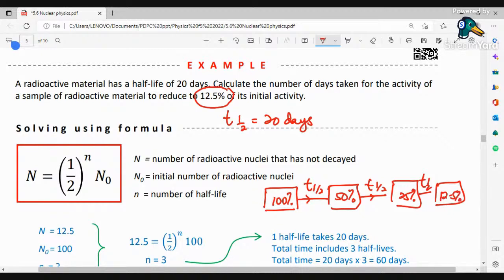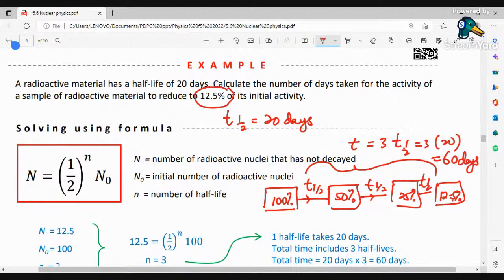Means, from 100% to become 12.5%, it takes 3 half-lives. And the time given, half-life is 20 days. Half-life ialah 20 hari. So for 100% to become 12.5%, the total time is 3 half-lives. One half-life is 20 days, so 3 times 20 means 60 days.